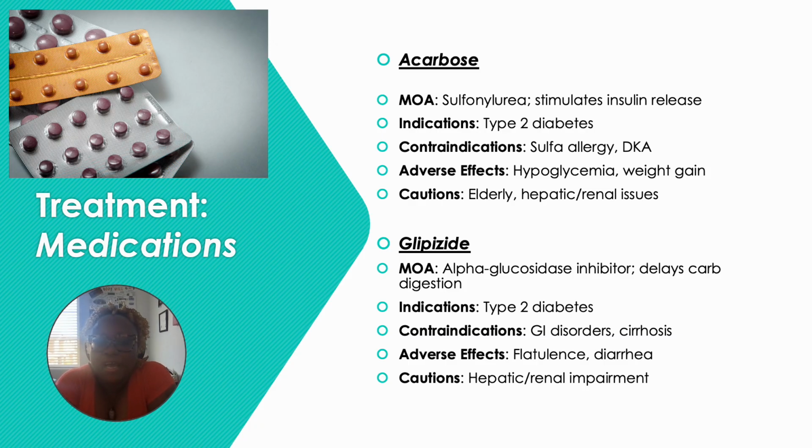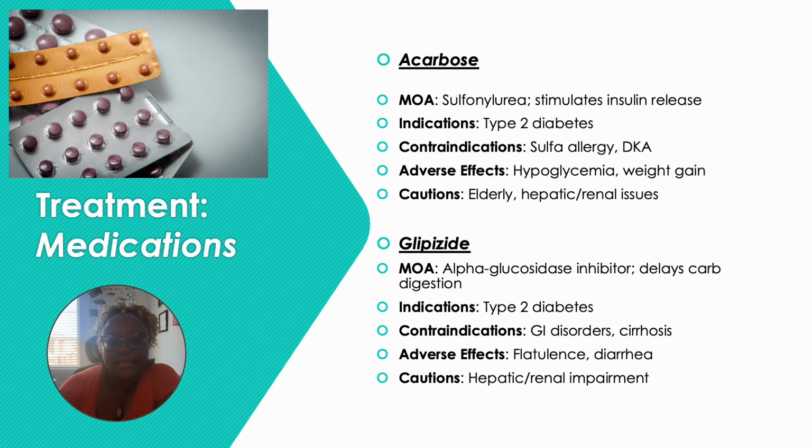The mechanism of action: this is a sulfonylurea. It stimulates insulin release. Indication is type 2 diabetes. This is contraindicated if they have a sulfur allergy or DKA. Some of the adverse effects are hypoglycemia and weight gain. So we want to educate our patients on those effects, the hypoglycemia and the weight gain. And we use this cautiously in the elderly, in patients that have hepatic and renal issues.